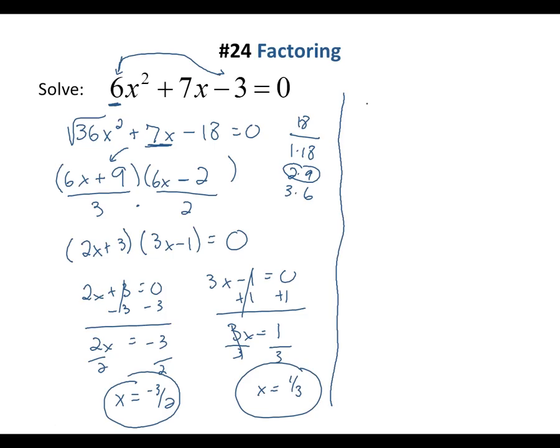So for the first equation, I'm going to minus 3. I get 2x equals negative 3. And how do I get x by itself? Divide by 2. So for the first one, I have x equals negative 3 over 2. There's one answer. And for this one, add 1.